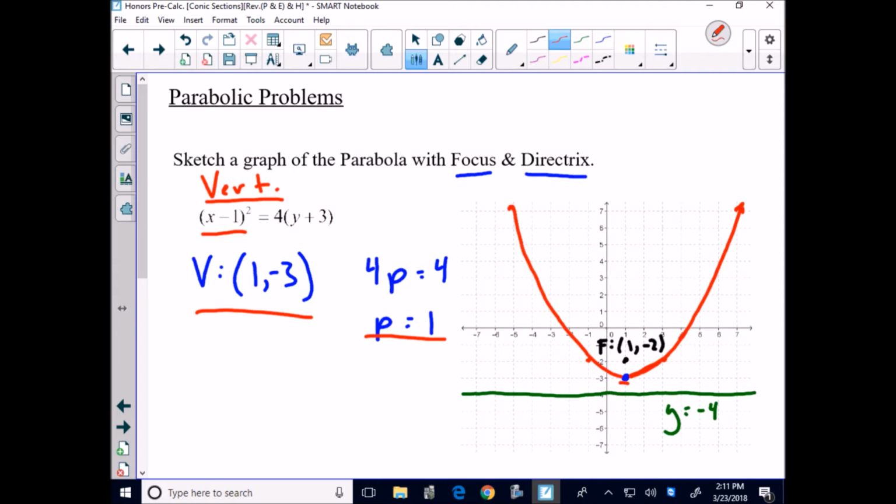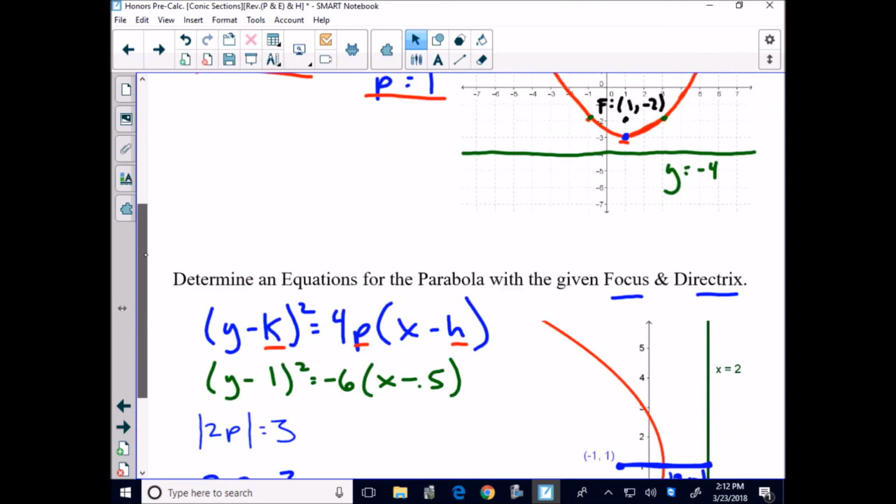Then we're going to go that same distance in the opposite direction to get the directrix, which will give us our directrix as y equals -4, our focus as (1, -2). And then right here, we can take that focal length of 4 and get 2 points on the parabola on either side of the focus, and then our parabola will be drawn through those 2 points and the vertex. And that is the graph of our parabola.